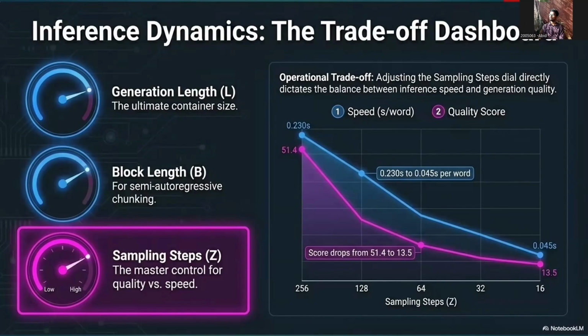As computer science students, we know model building is all about managing trade-offs. This dashboard illustrates the operational trade-off for inference dynamics. The sampling step dial is the master control dictating the balance between speed and generation quality. If we use 256 steps, we get a high quality score of 51.4, but it is slower, at 0.23 seconds per word. If we reduce the step count from 256 to only 16, it is blazing fast at 0.04 seconds per word, but the quality drops to 13.5.